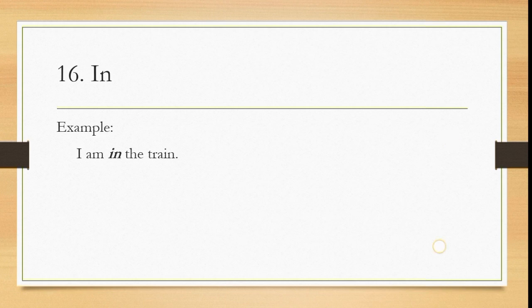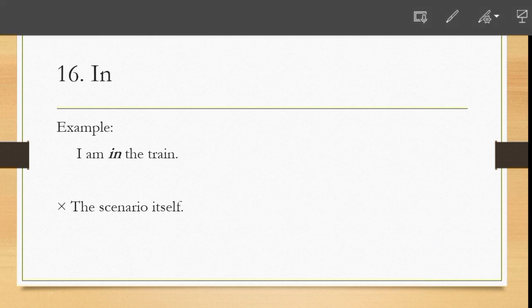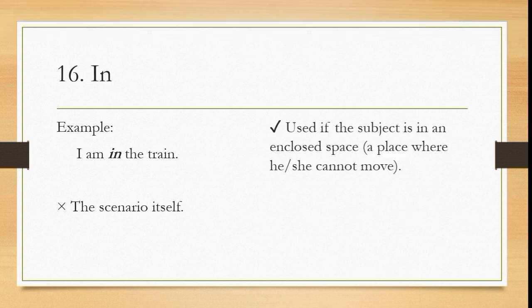In. Example, I am in the train. The sentence itself is a mistake because the word "in" is actually used if the subject is in an enclosed space or a place where he or she cannot move or walk. Example, I am in the car. In the car, people cannot actually walk, okay? Unlike in the train, where you can actually take small steps.